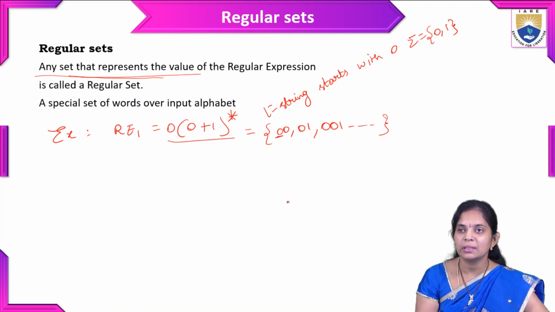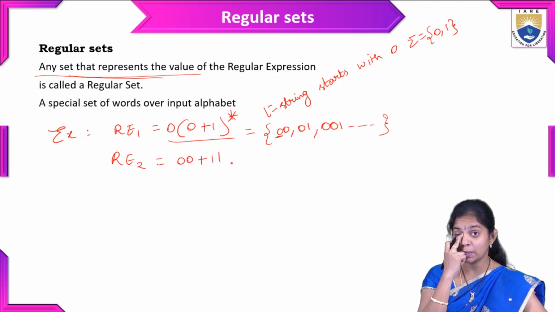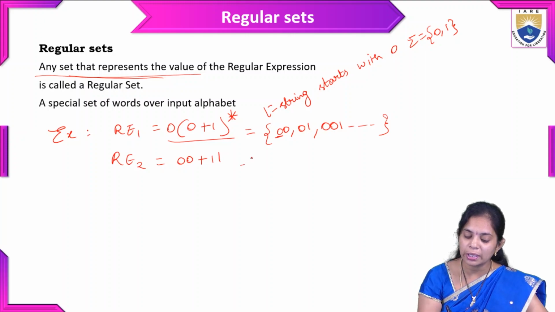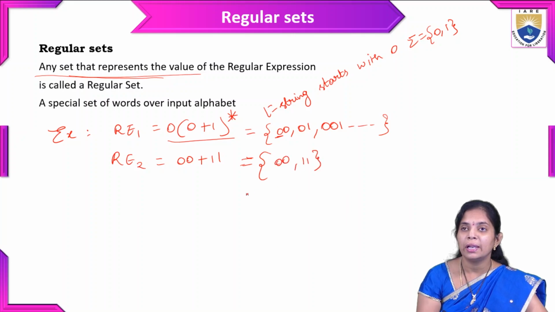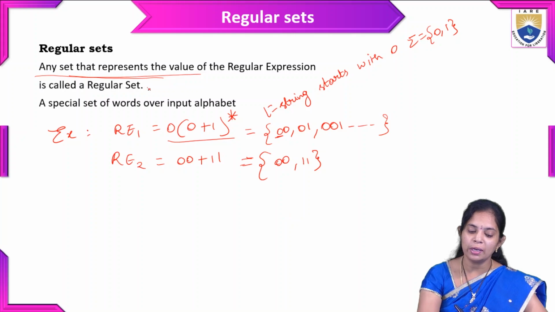We'll take one more example. Here, 00 plus 11. So this is one regular expression. And what are the regular sets for this regular expression? 00 comma 11. Like that, we need to write the set of all input strings which are related to the regular expression. So it's called a regular set.